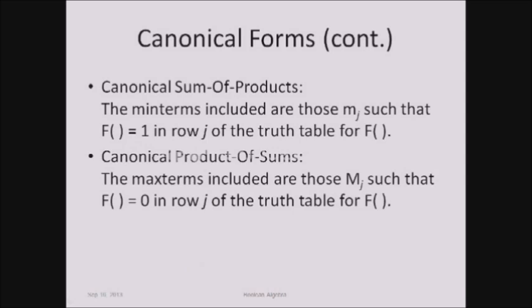Now what is this canonical sum of products? The minterms included are those mj such that the function equals 1 in row j of the truth table for the function. So canonical sum of products includes those minterms, or product terms, whose output of the function is 1. And canonical product of sums includes those maxterms whose output of the function is 0.